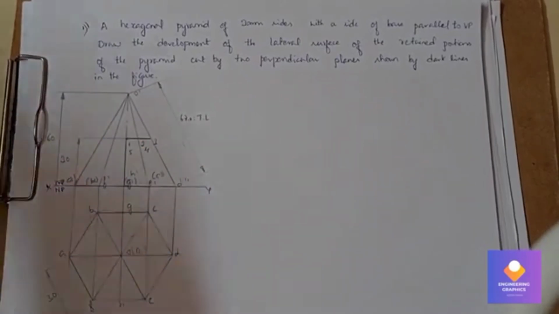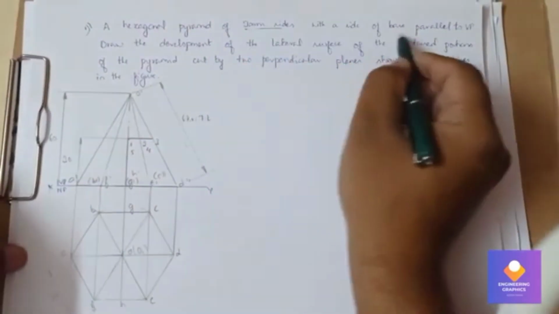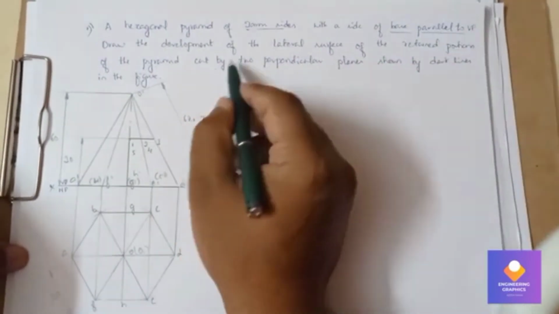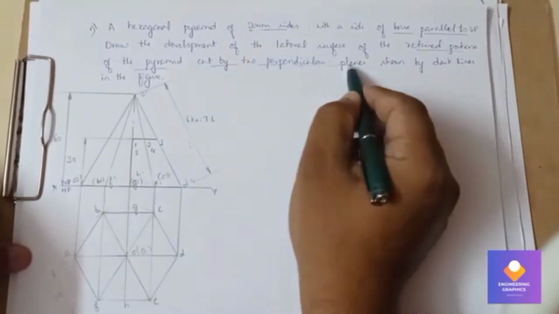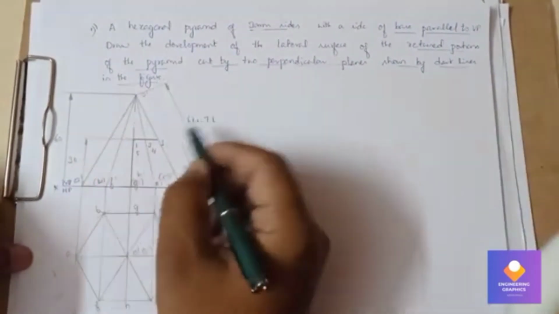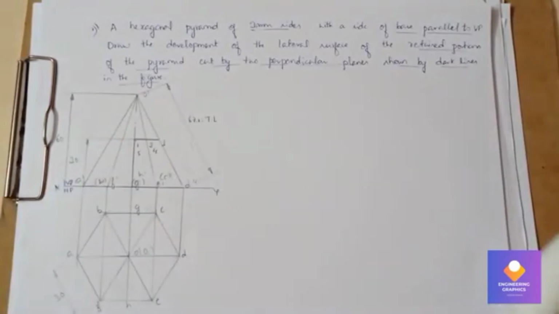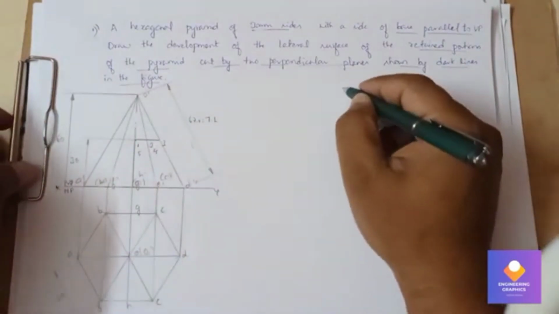A hexagonal pyramid of 30 sides with the side of base parallel to VP. So draw the development of lateral surface of the retained portion of the cut by two perpendicular planes as shown in the figure. You can see that from the figure it is given like this.